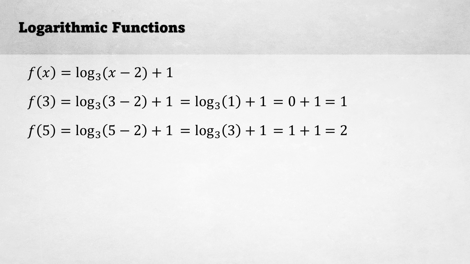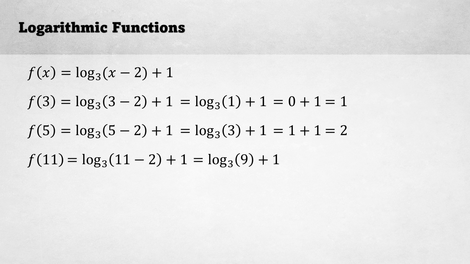For the next input, we want x minus 2 to be the next power of 3, that is 3 squared. So we look for an x value that makes x minus 2 equal to 9, which is x equals 11. So we evaluate f of 11 next. Log base 3 of 11 minus 2, then plus 1 can be written as log base 3 of 9 plus 1, which equals 2 plus 1. So f of 11 is 3.